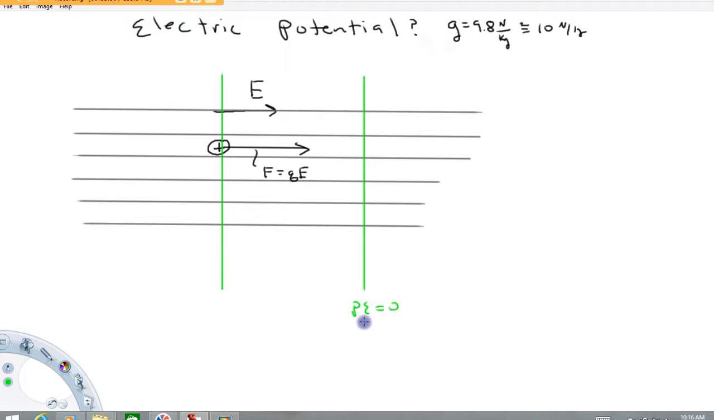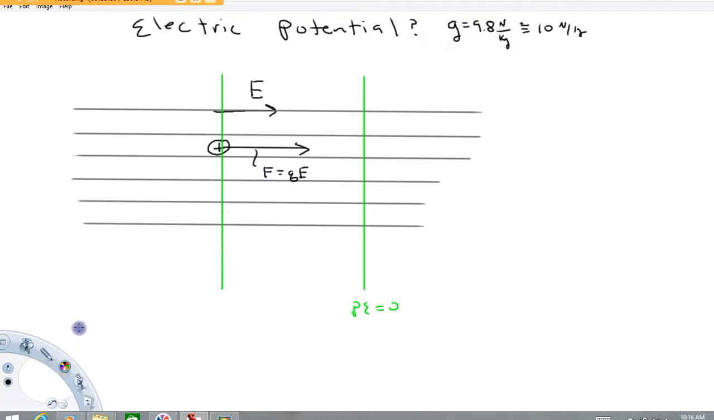If we say that the potential energy of this object is 0 anywhere, anytime it's on this line, that means that here it's going to have a positive potential energy, here it would have a 0 potential energy, here it would have a negative potential energy. Moving this way isn't going to change the potential energy because of the direction of the force.